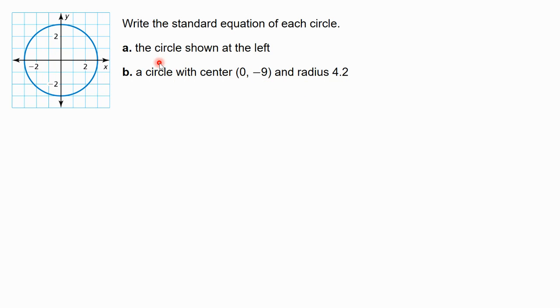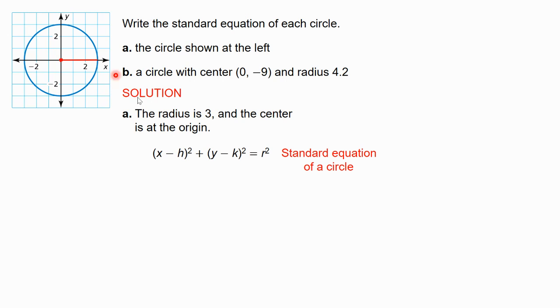So for problem A, which is this circle pictured to the left, we can see that the center is at (0, 0). And if we count, we can see that the radius is 3 units long. So since the radius is 3 and it's centered at the origin, we can plug into our standard equation or center-radius form. And again, h and k would be 0. So when you plug in 0 for h and 0 for k, that's how we're just getting x squared plus y squared equals r squared, which ends up being x squared plus y squared equals 9.